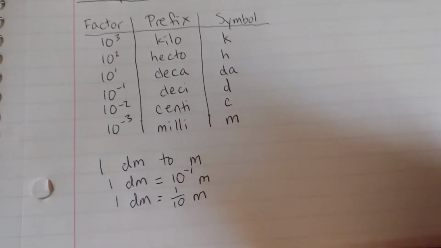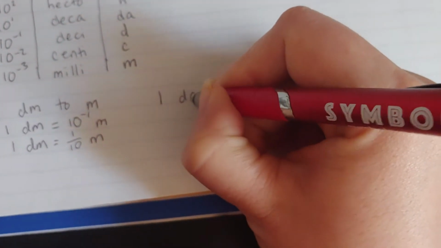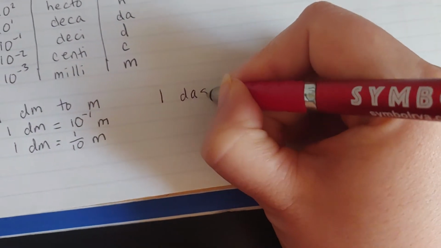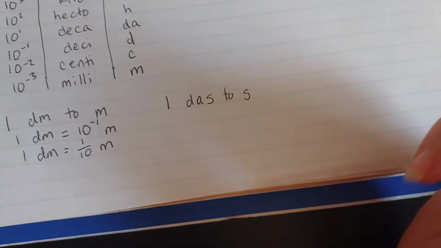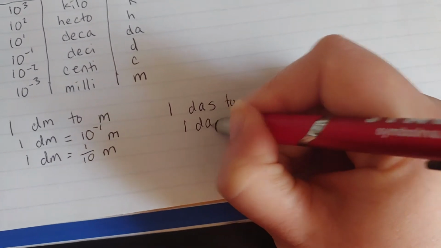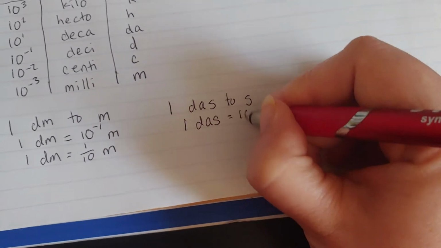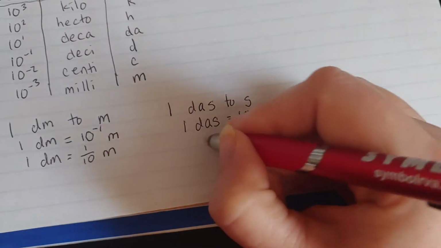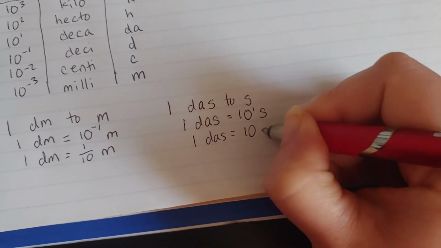What if I was doing 1 decasecond and converting it to seconds? Well, I know that 1 decasecond is equal to 10 to the 1 seconds. So 1 decasecond equals 10 seconds.